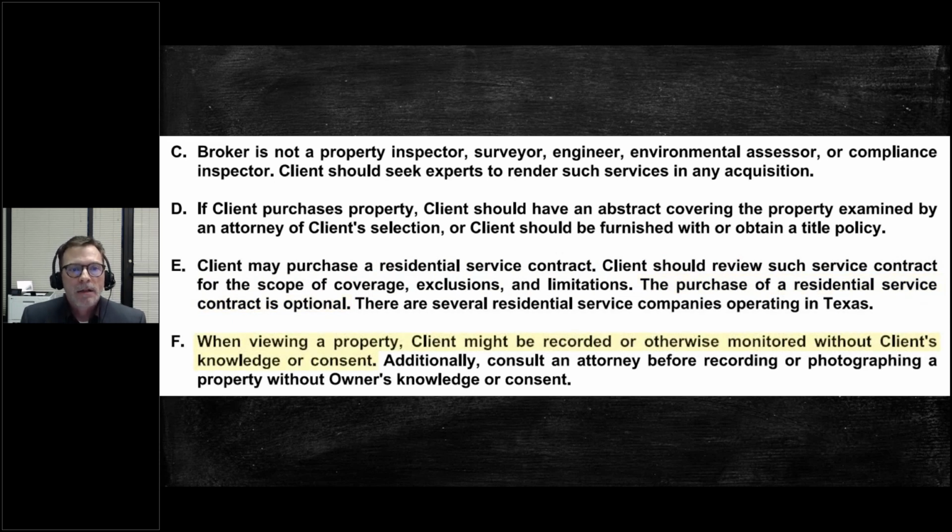F, when viewing a property, client might be recorded or otherwise monitored without the client's knowledge or consent. This is letting the client know that oftentimes sellers and listing agents set up video cameras in properties that are listed for sale. And this is their disclosure for that. It also says that the client should consult an attorney before recording or photographing a property without the owner's knowledge or consent. Of course, they have the right to do that, but buyers take pictures of the inside of houses all the time. So, and I think at this point, it's just kind of expected.